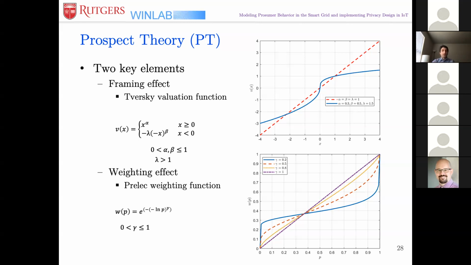Also, PT studies have shown that most people overweight low probability outcomes and underweight high probability outcomes. That is called the weighting effect, which represents people's tendency to subjectively weight uncertain outcomes. The bottom figure shows an example of a weighting function known as the Prelec function. This mapping is controlled by a parameter gamma, which quantifies the level of subjectivity, in which gamma equal to 1 represents the fully rational case.